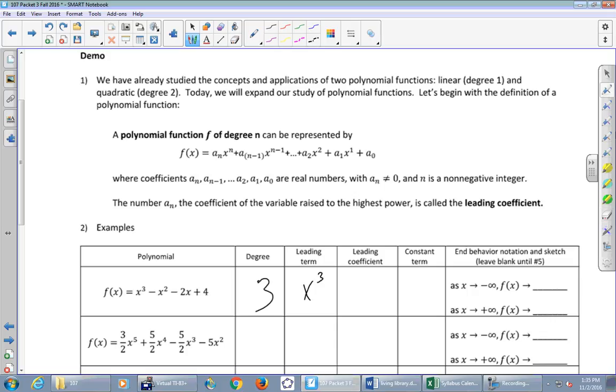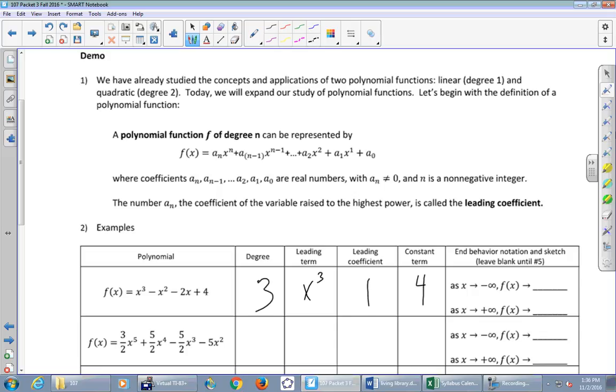The leading coefficient we know is just the number in front of a variable. So what is the number in front of the x cubed? It's an invisible 1. Constant term is just the term with no x. What is it? It's 4.